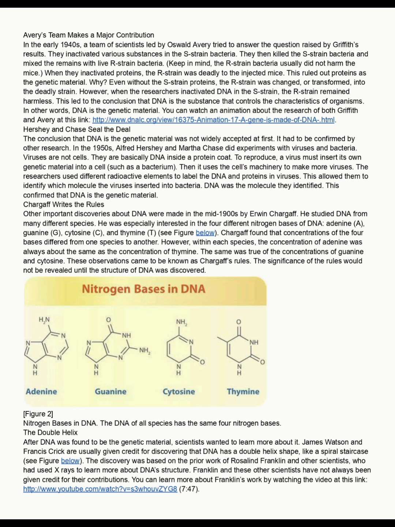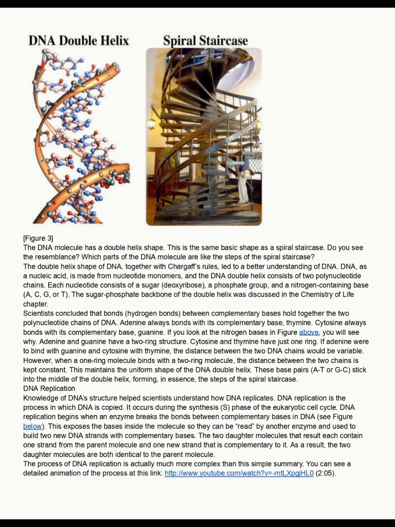You can learn more about Franklin's work by watching the video at this link, 747. The double helix shape of DNA, together with Chargaff's rules, led to a better understanding of DNA. DNA, as a nucleic acid, is made from nucleotide monomers, and the DNA double helix consists of 2 polynucleotide chains. Each nucleotide consists of a sugar, deoxyribose, a phosphate group, and a nitrogen-containing base: A, C, G, or T.